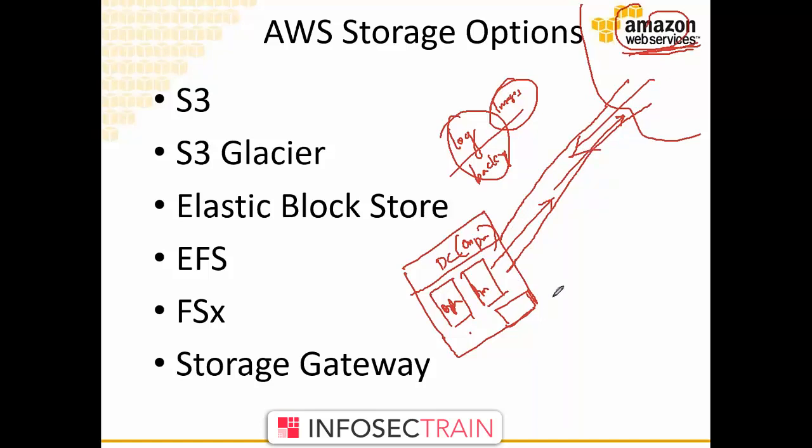Or let me give you a different use case. Let's say I have all the files on-premises, and I want to have a backup of the files in Amazon. Then also we can do it with the File Storage Gateway.